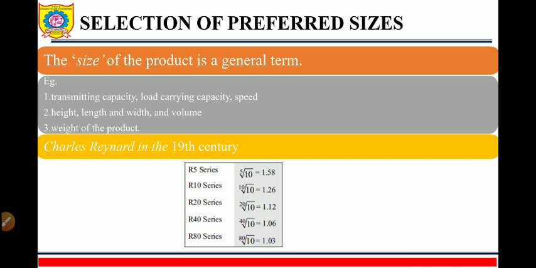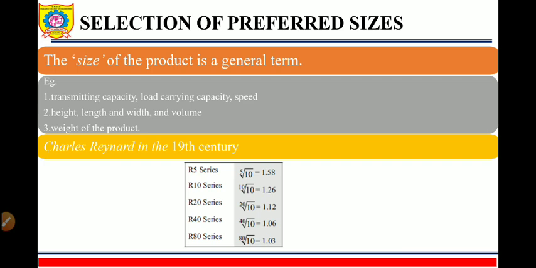Now if we see the numbers in the series, R5 then R10, so 5 into 2 is 10, 10 into 2 is 20, 20 into 2 is 40, and 40 into 2 is 80. So this is the number, that is R5, R10. Each time if we multiply the number by 2, we get the next series. And the 5 basic series are R5, R10, R20, R40, R80. Now what is this R5? Fifth root of 10, which is 1.58. So in this case 1.58.